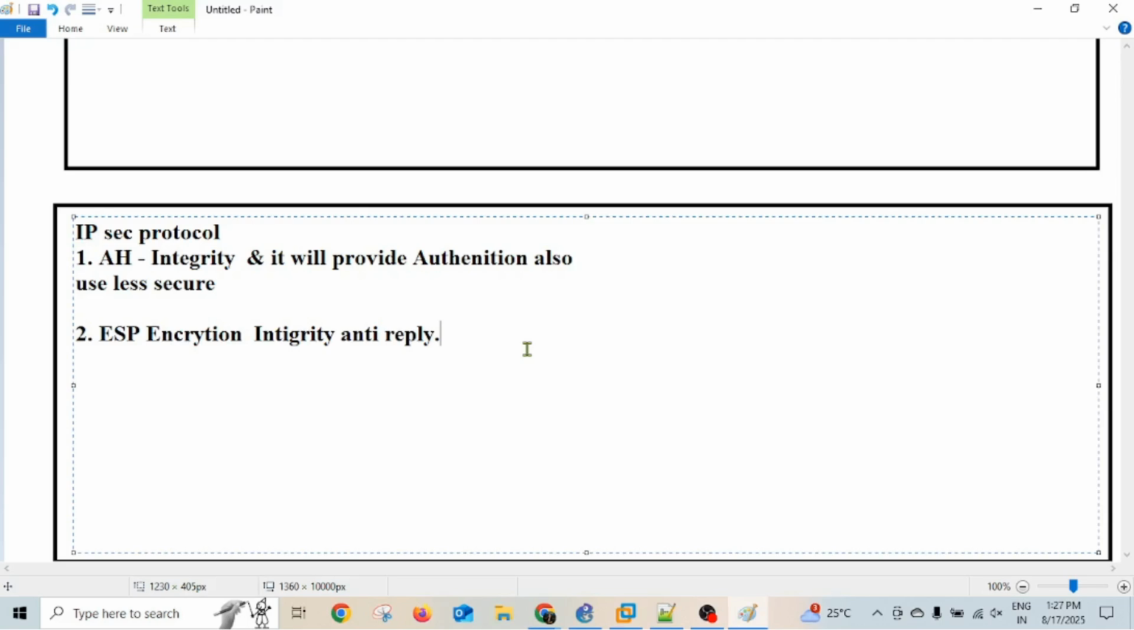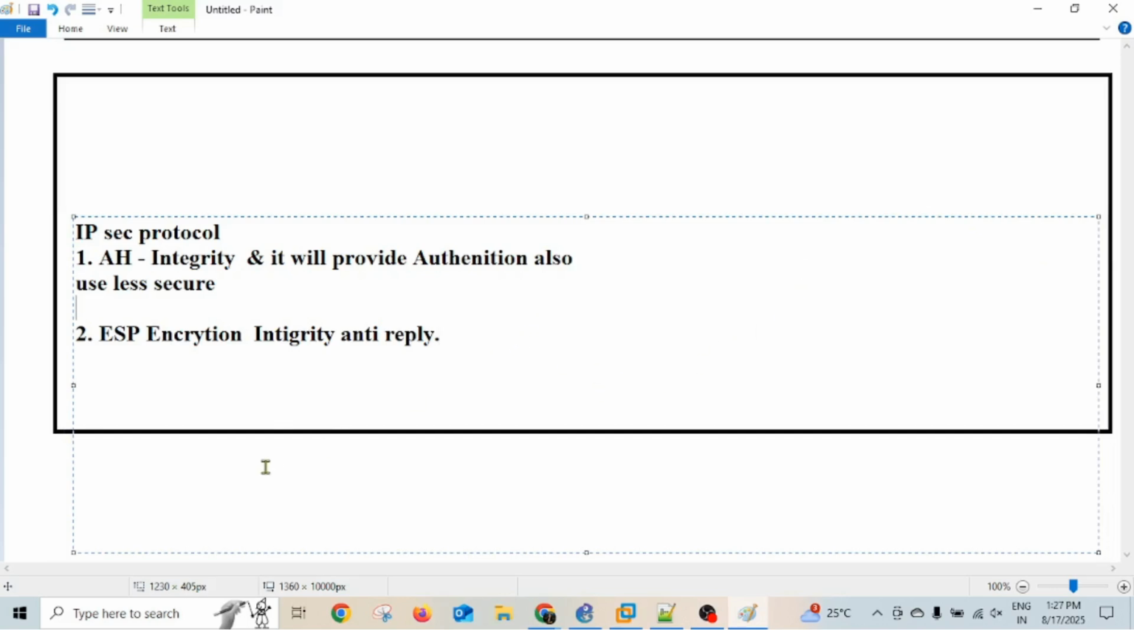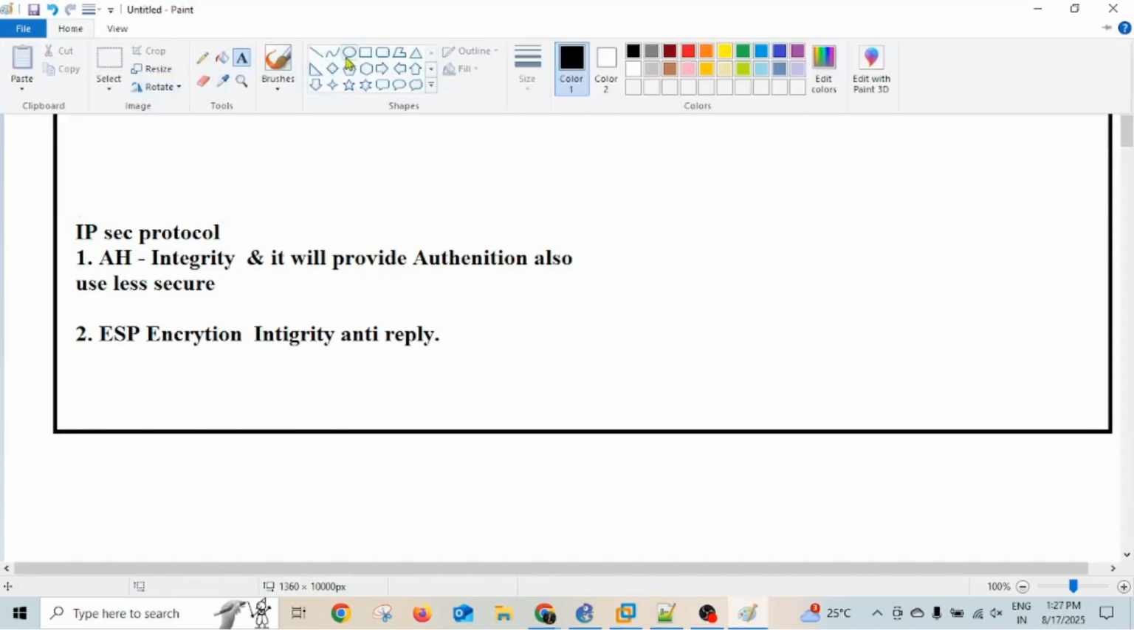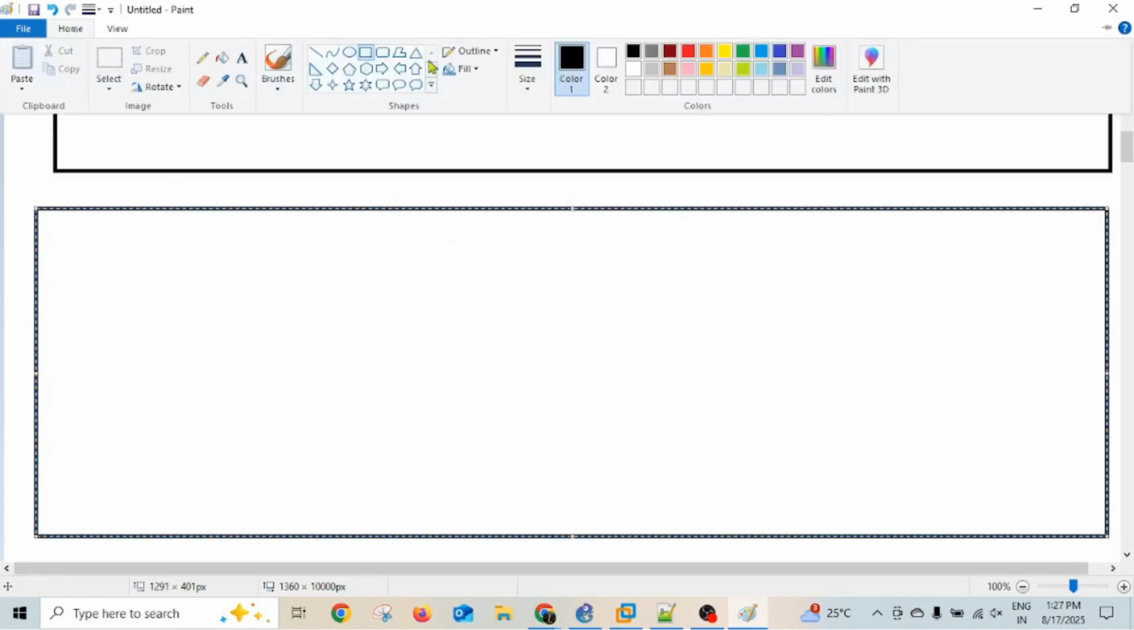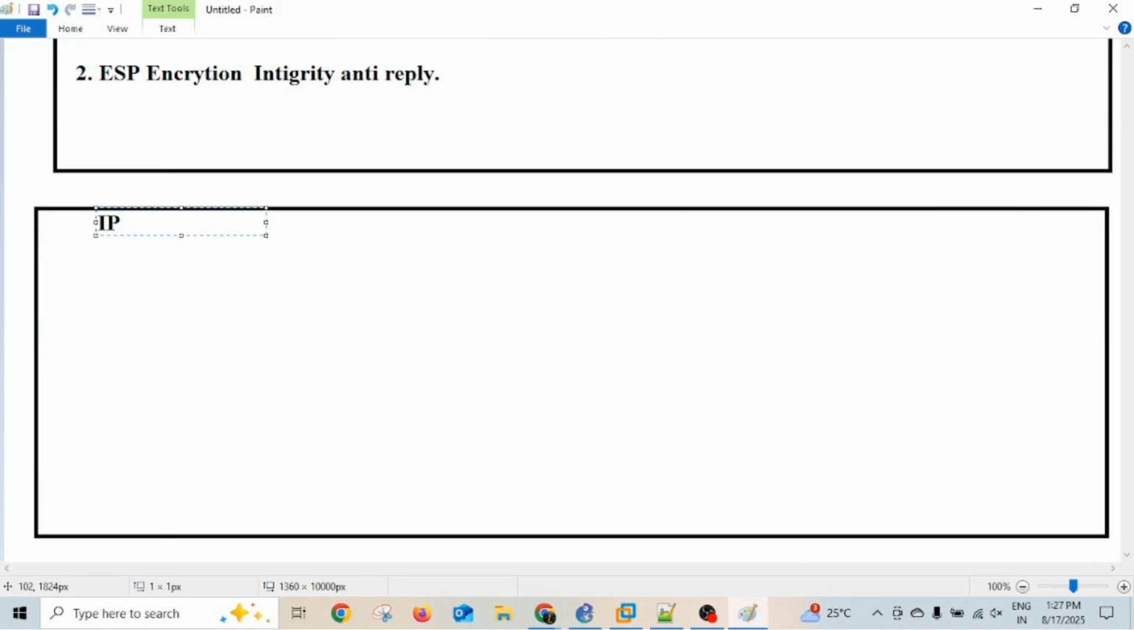And if we talk about the IPsec framework, the IPsec framework has IKE.